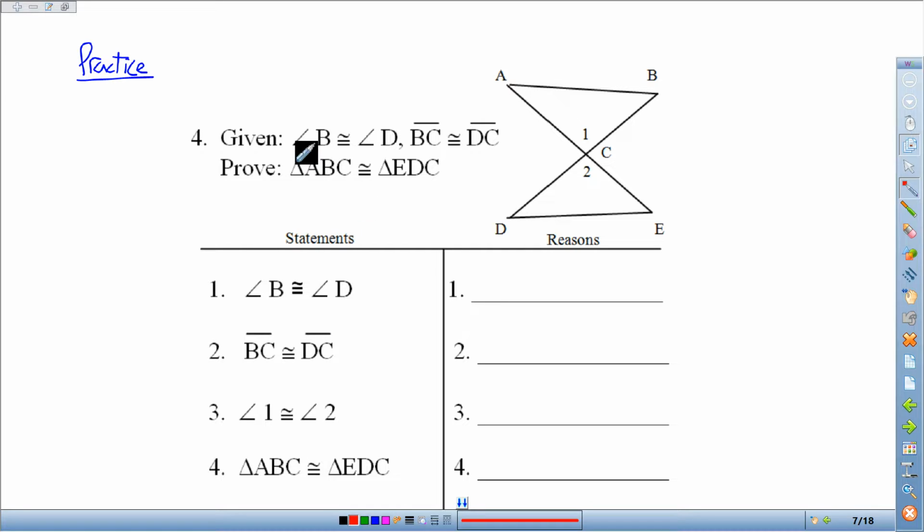All right, so first thing, angle B is congruent to angle D. There's our statement. Why do we know? It's been given. Okay, let's go ahead and show. There's angle B. There's angle D.